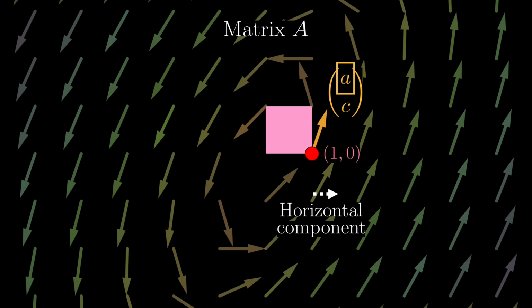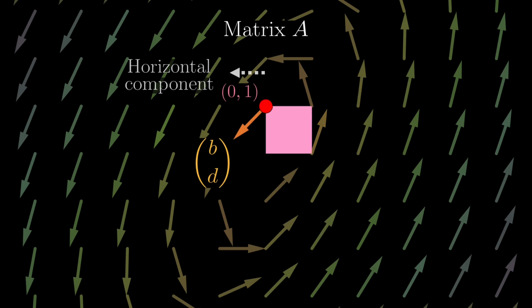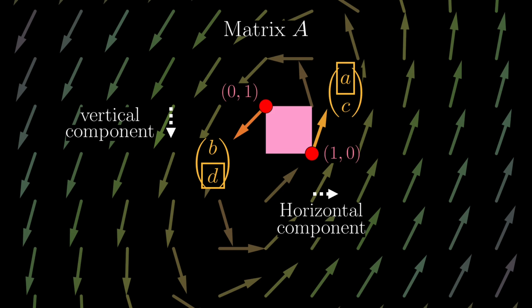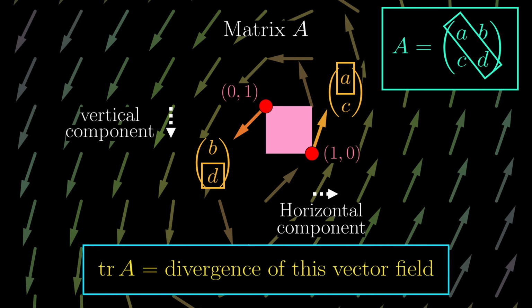You can run a very similar argument on the other point (0, 1) here. This time, the horizontal component does not matter because again, the area wouldn't change in that case, and the vertical component provides the change in area. In this case, the vertical component is d, so altogether, the rate of change in area would be a plus d, which is exactly the sum of the diagonal entries of the matrix A. So we have demonstrated that trace is really the divergence of the vector field.